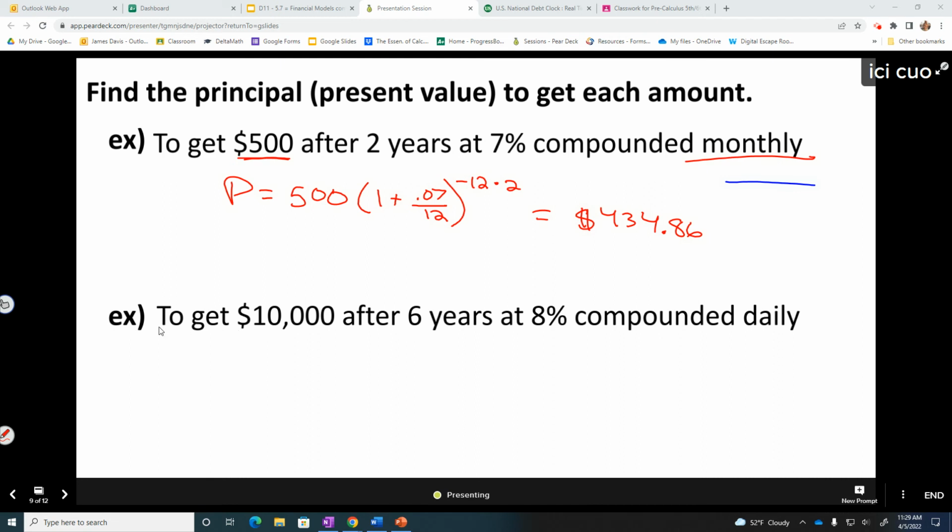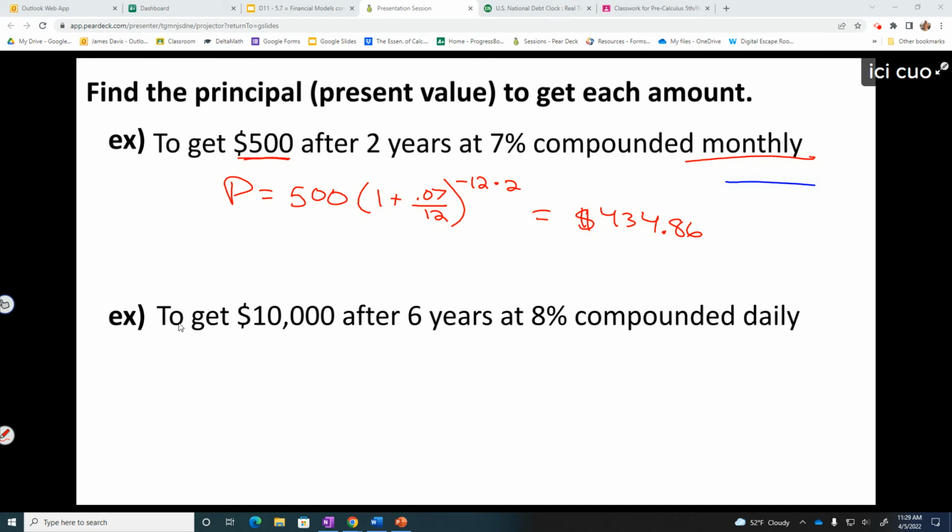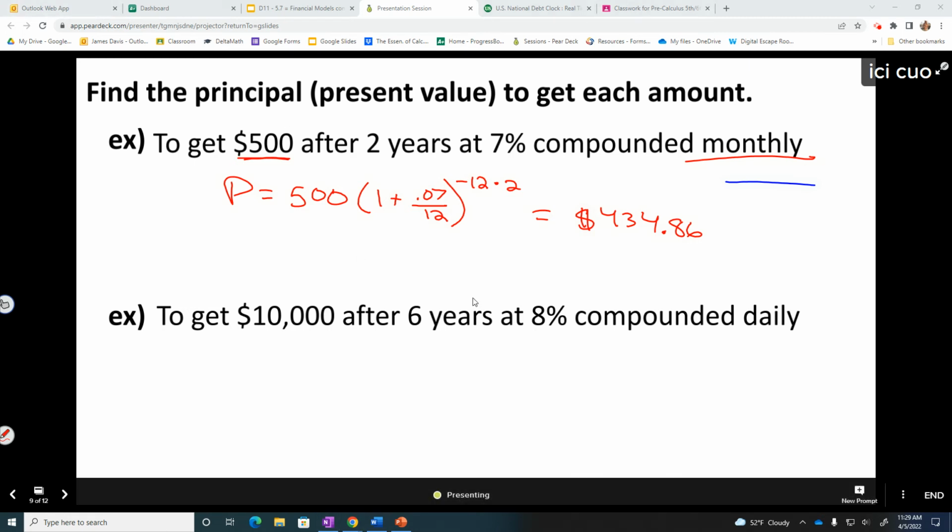All right, now last one of this type. Say you want $10,000 in 6 years. Maybe when you graduate from college or something, you want to have $10,000 saved. Let's see how much you need. Go ahead and try that one on your own.